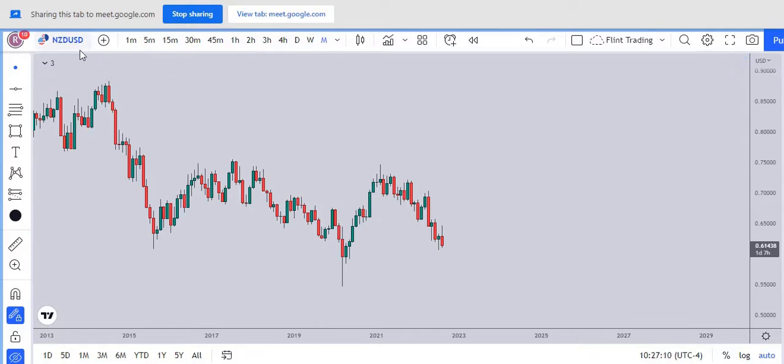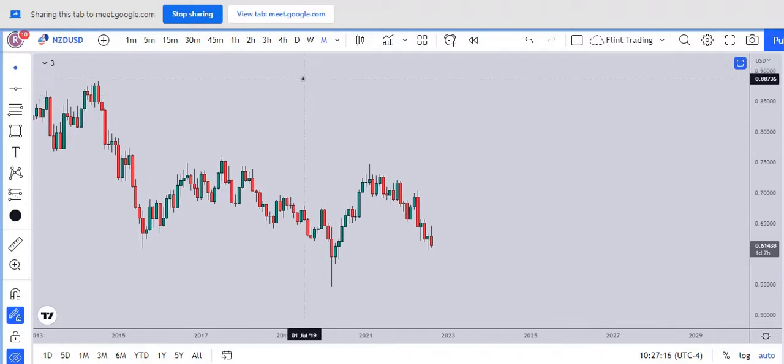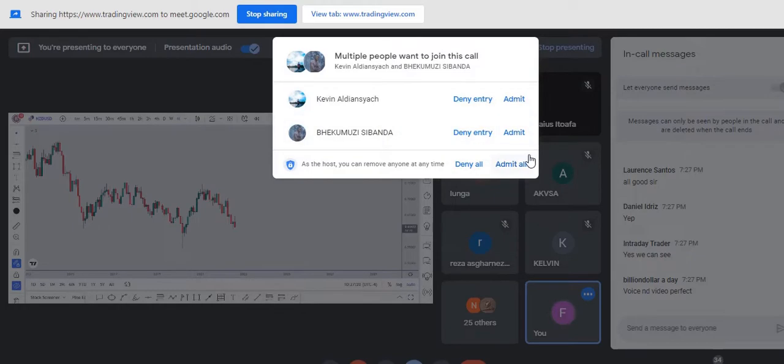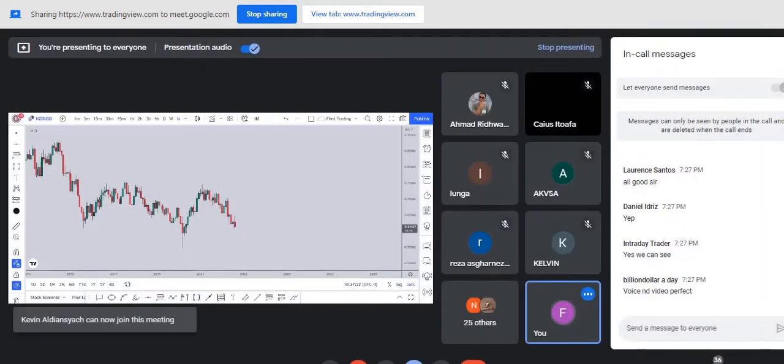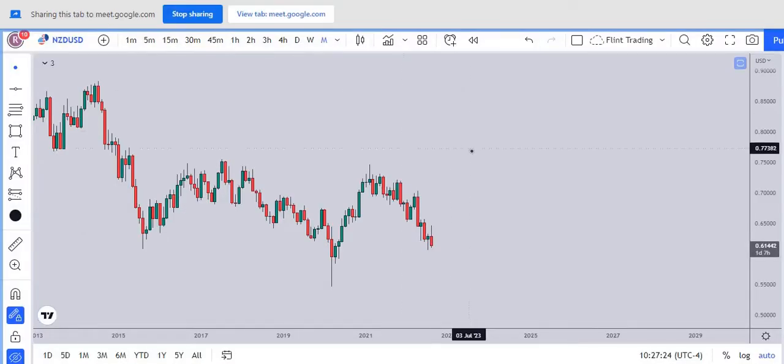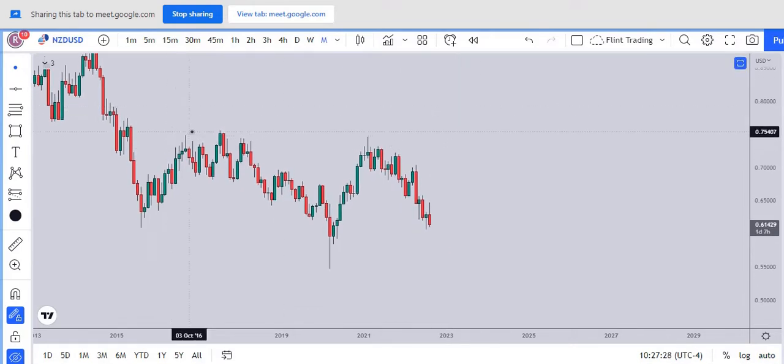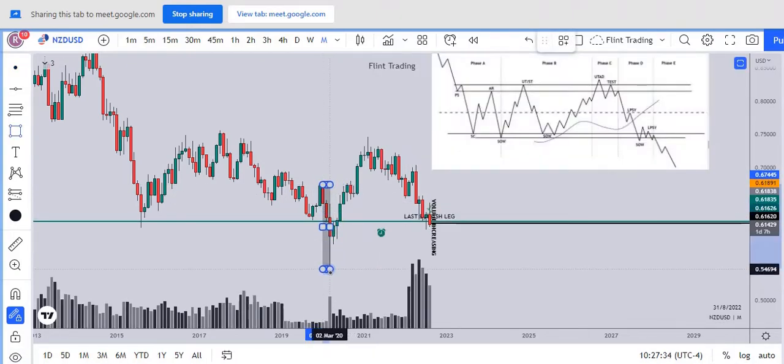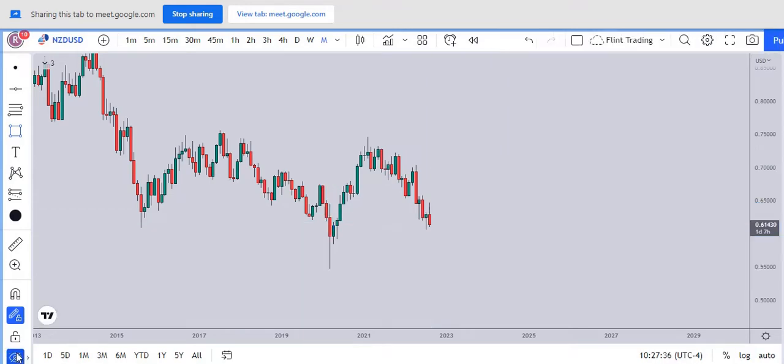Okay, so NZD USD, I sent the analysis in the channel. So let me just break it down all the way from monthly to my entry. Starting from the monthly time frame, if you observe, this was the last order block.